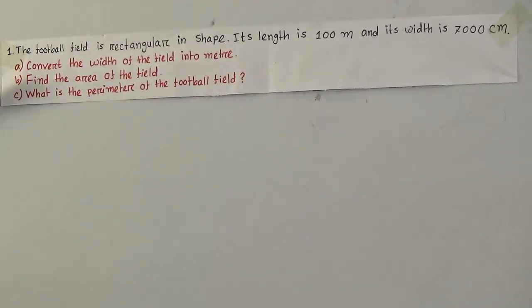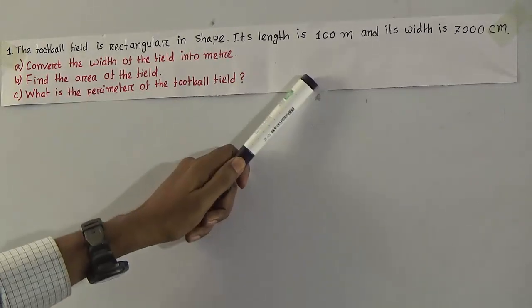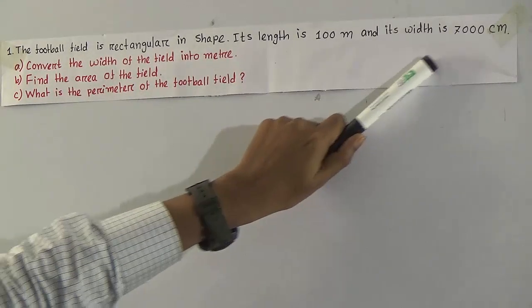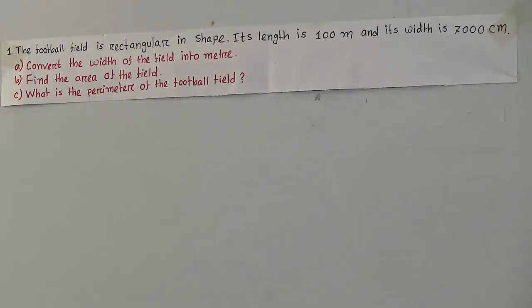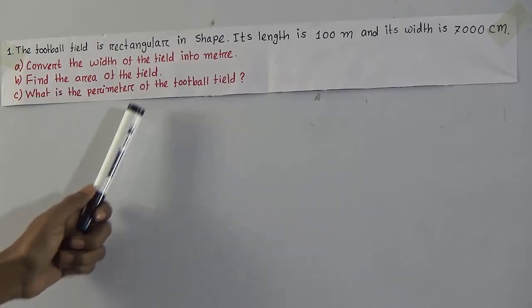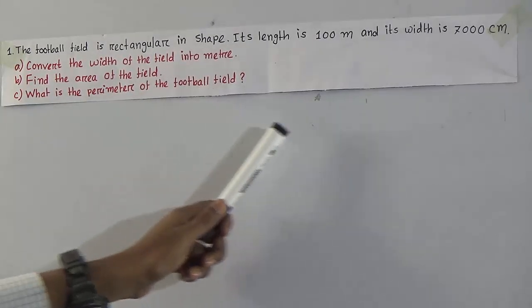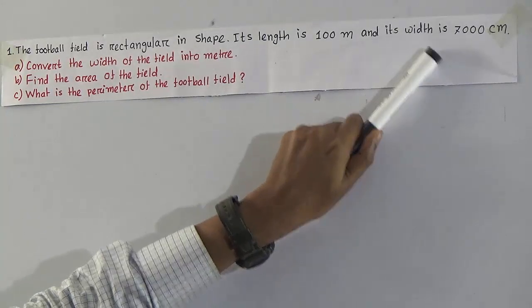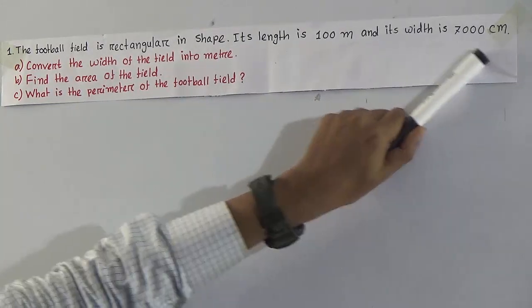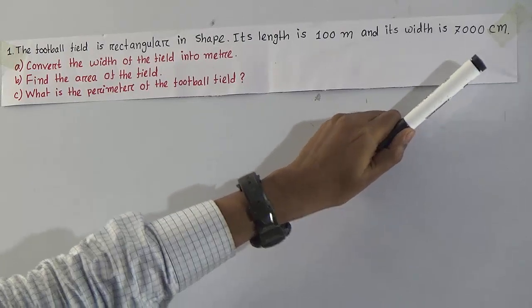The football field is rectangular in shape. Its length is 100 meters and its width is 7,000 centimeters. A number, convert the width of the field into meters. That means the given width is 7,000 centimeters. We have to convert this into meters.